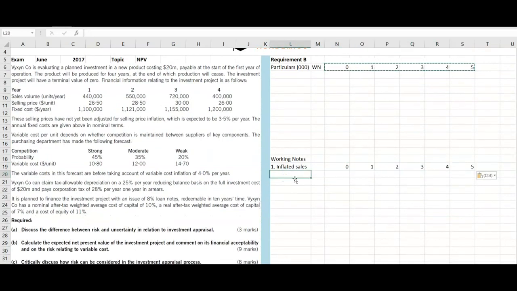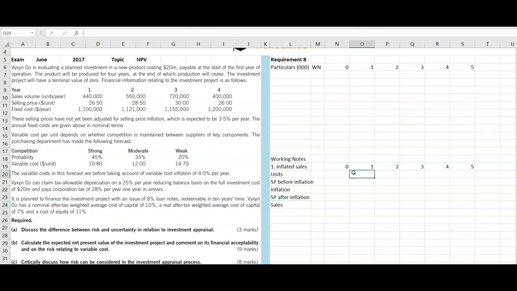We'll start with the sales volume, which is the units. Then we'll multiply it with the selling price, but the selling price is before inflation. We don't want before inflation; what we want is the inflated number. So we'll apply the inflation so that we end up with the selling price after inflation. When we multiply the selling price after inflation by the units, we'll get the sales.